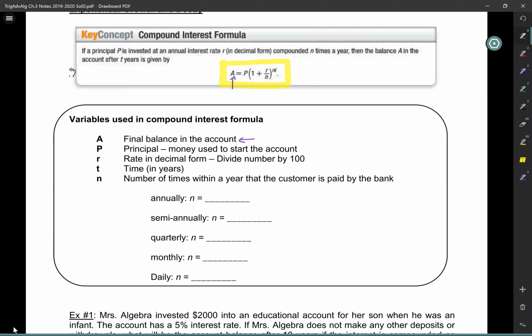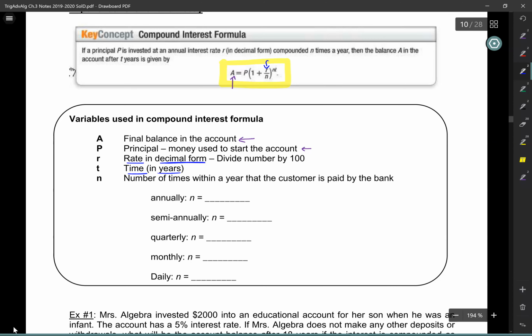P is the principal. And that's not Miss Howard. That's how much money you go to the bank to deposit to open up your bank account. So P is the initial amount that you put into the account. R is the rate in decimal form. So basically, if the rate is 5%, you have to divide by 100 in order to get the decimal equivalent. T is time in years.